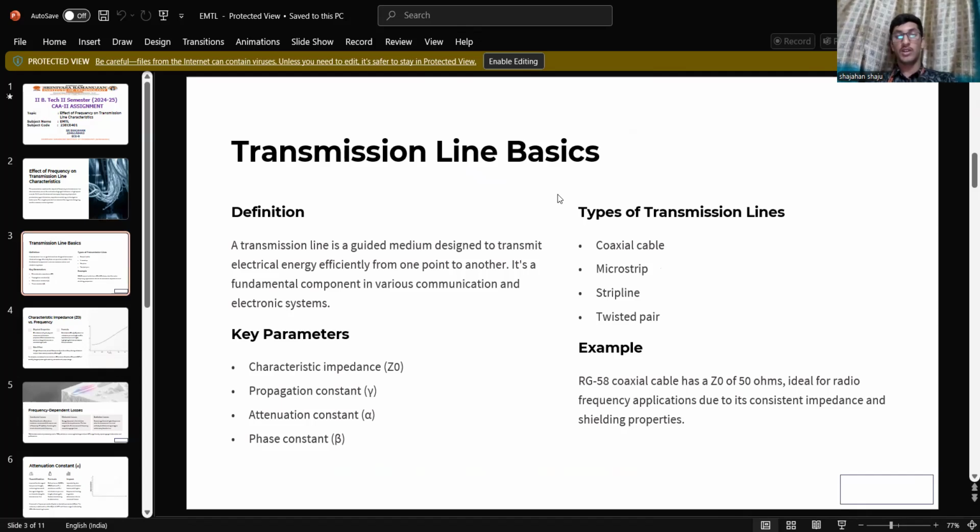Examples: RG58 coaxial cable has a Z0 of 50 ohms, ideal for radio frequency applications due to its consistent impedance and shielding properties.